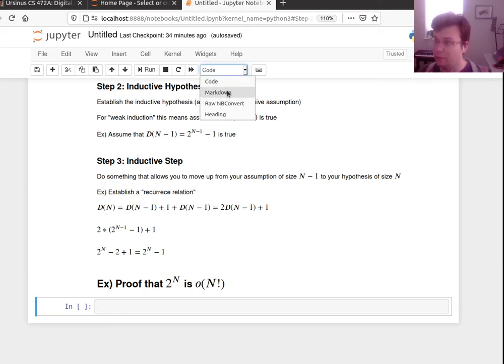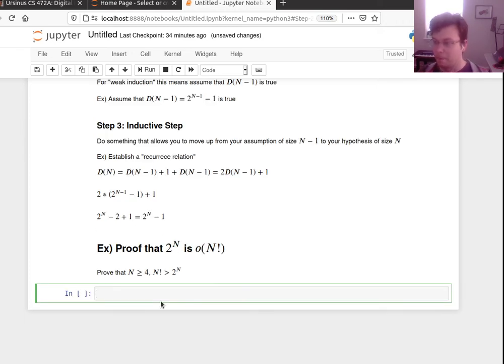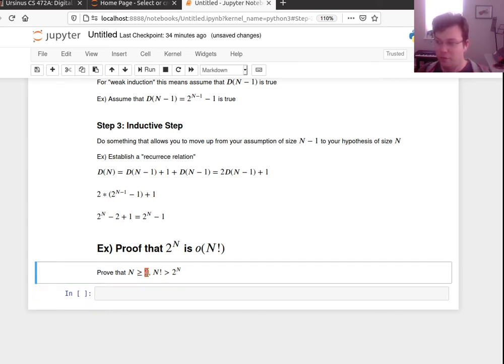So in particular, let me try to prove that when n is greater than or equal to 4, n factorial is greater than 2 to the n. Okay? And if we can prove that, hey, we can actually finish our big O proof, because here's one of my constants and the other constant is 1, right? So that would complete a big O proof.